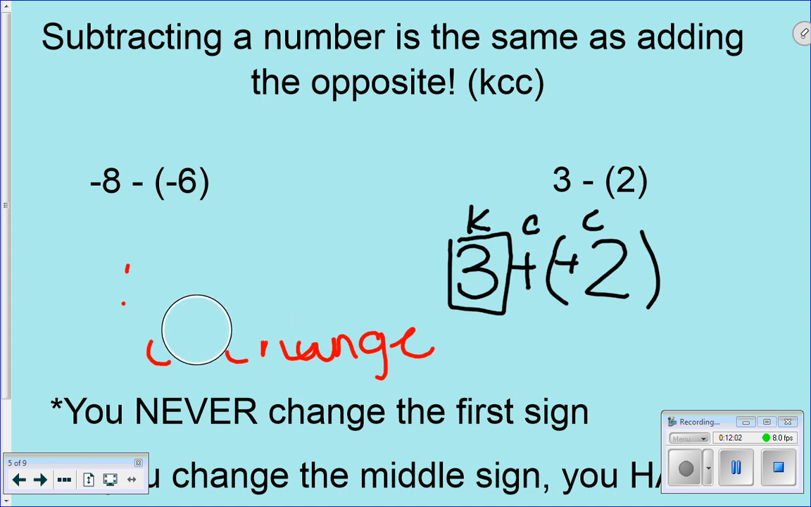Okay, I'm going to erase some of this. Let's talk about this one right here. What am I going to do with that negative 8? I'm going to keep it. I'm not going to change it. I'm going to keep it. I like to box mine. I don't know. It's just some weird thing I have.